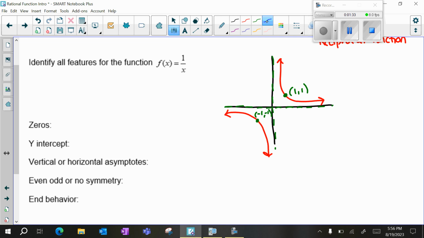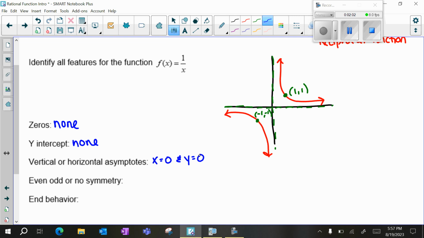Zeros, remember, are your x-intercepts, and because there is an asymptote on the x-axis, there were no zeros. There was an asymptote on the y-axis as well, so there was no y-intercept. Your vertical and horizontal asymptotes were x equals 0 and y equals 0.